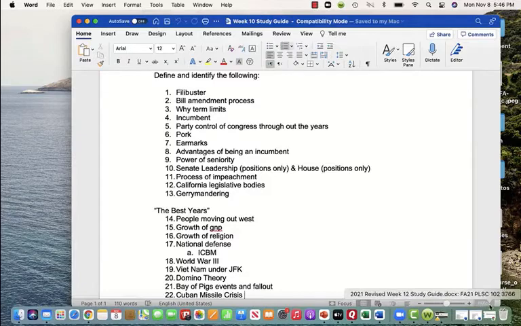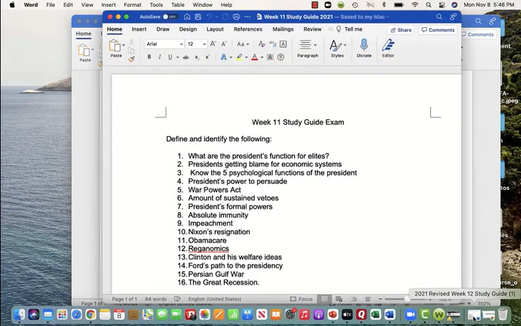Okay, let's go to the next one. Let's go to week 11. So we'll talk about the executive branch now. So remember the executive branch. What are the president's functions for elites? Proposing policy initiatives, mobilizing influence within the system, supervising the management of the government and the economy are all functions that the president has for elites.